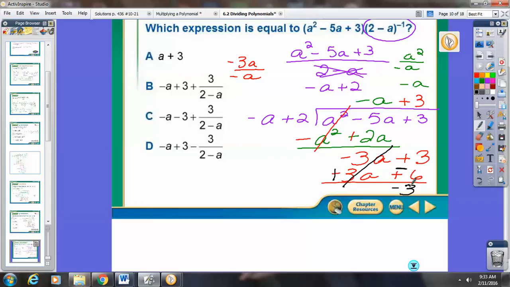So now we have a remainder. We're not going to say r negative 3. Instead, it's negative a plus 3 with the remainder of negative 3 over negative a plus 2.